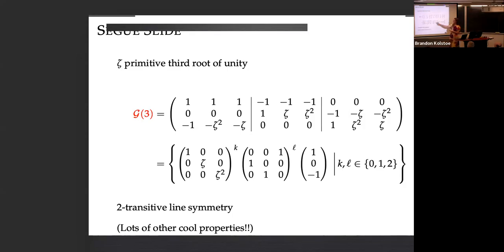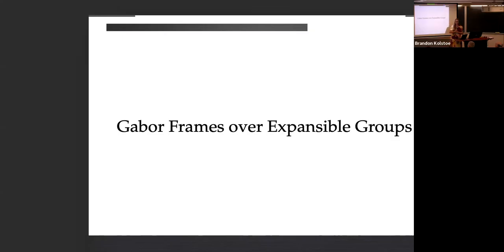This has a lot of other cool properties, so you might have even seen me talk about other properties this particular set has. And now here's the segue. This is a Gabor equiangular type frame, because we're spinning something up with modulation and translation. Okay, so now we're here at the second half of my title, Gabor frames over expansible groups.